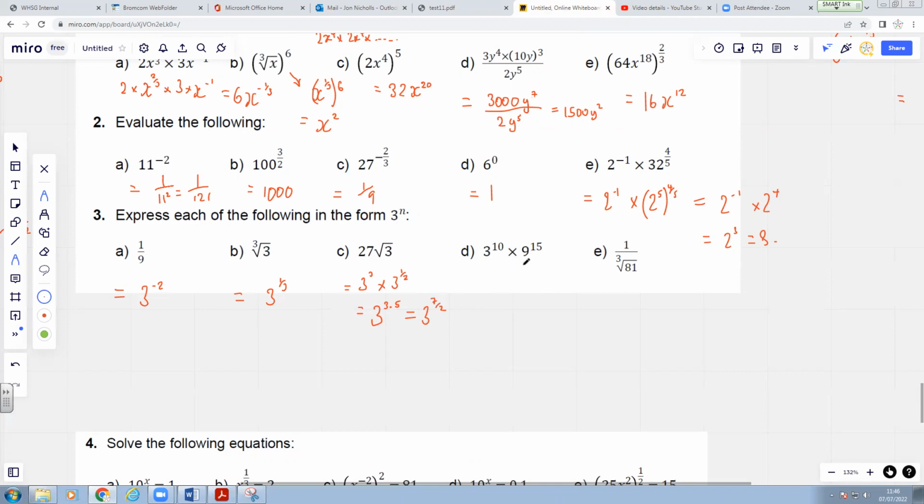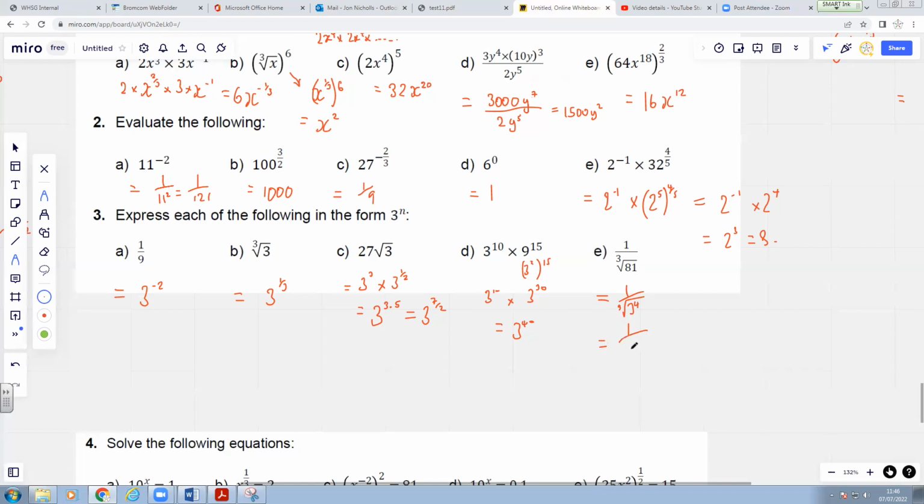Here, write the 9 as 3 squared first, so you realise that's 3 squared to the power of 15, which is 3 to the power of 30. So we've got 3 to the 10 times 3 to the 30, and that's 3 to the 40. This is going to be 1 over 3 to the power of 4. Yeah, so always look for the power of 3 in there.